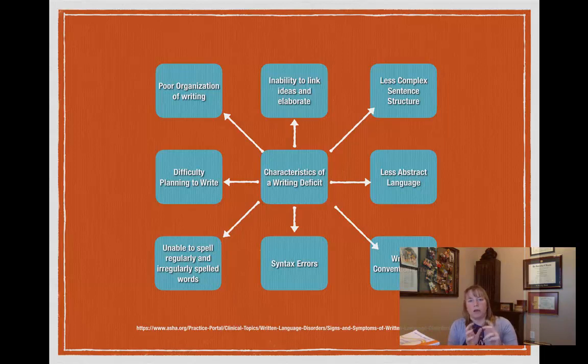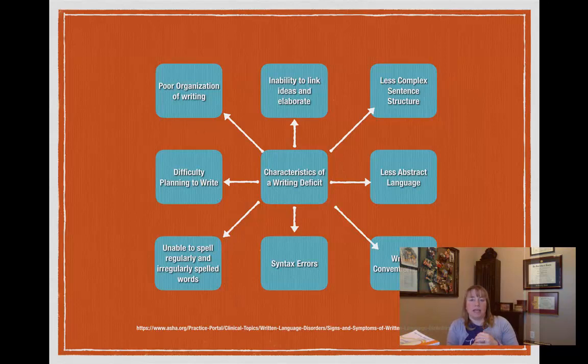But some areas that students can really struggle with that we're going to see K to 12, and really in those early grades, is being unable to spell regularly or irregularly spelled words. Okay, spelling can really be a detriment to students' writing ability. So they're spending a lot of energy trying to spell words accurately, and it's taking energy away from the organization of their writing, from making their sentences more complex, and from really having some abstract language in their writing. Okay, so spelling can really limit that.